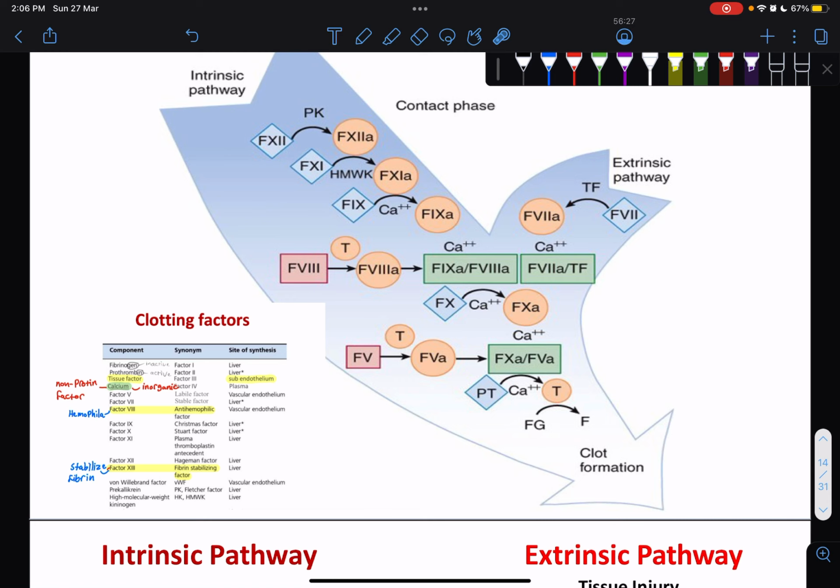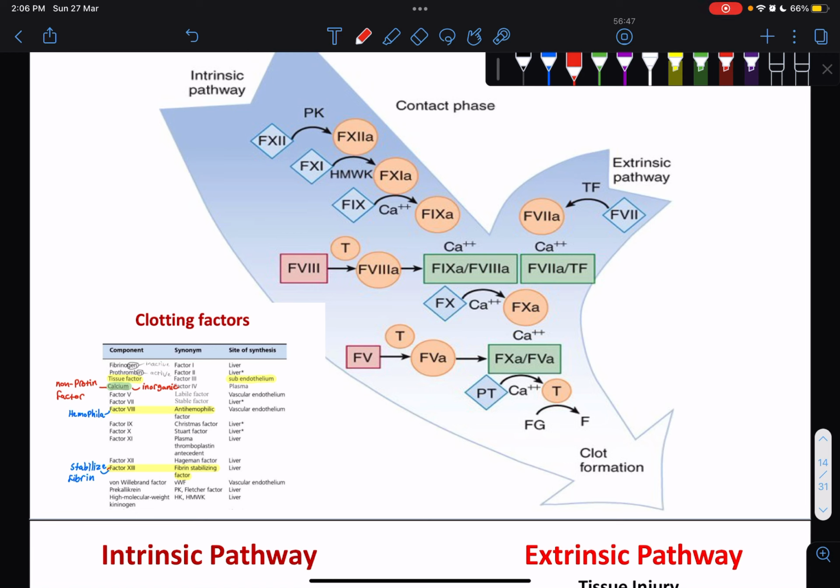So tissue factor is released. Tissue factor will work on factor number 7 and it will activate it very quickly. Khalas. This step is over and factor 7 is now ready. 7A is now ready. Okay? Now, factor 7A, do you see that?